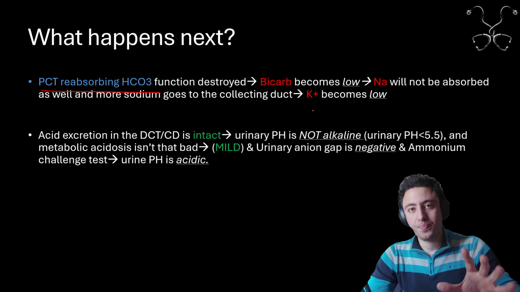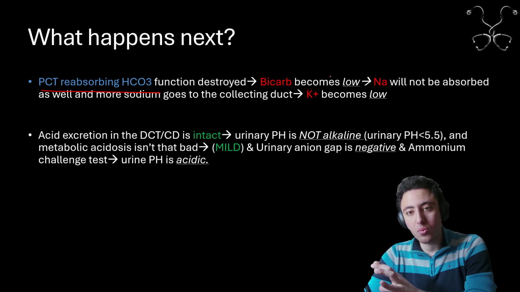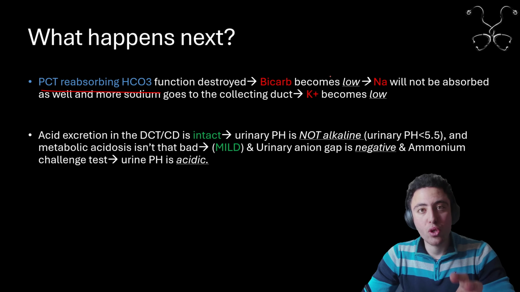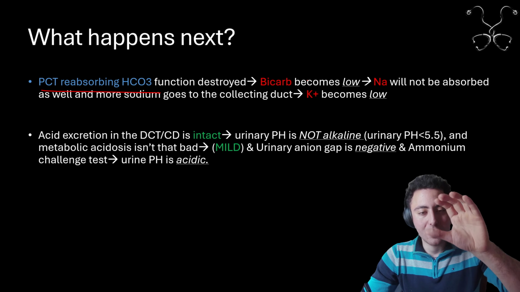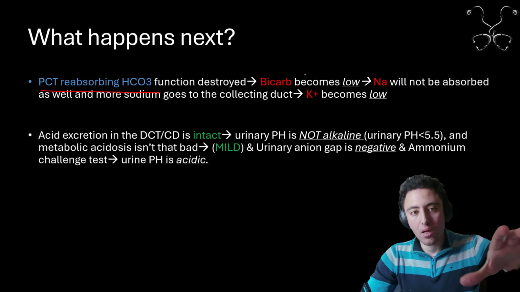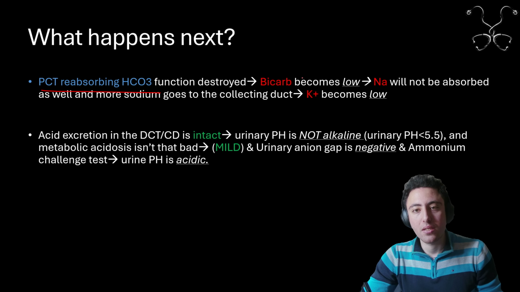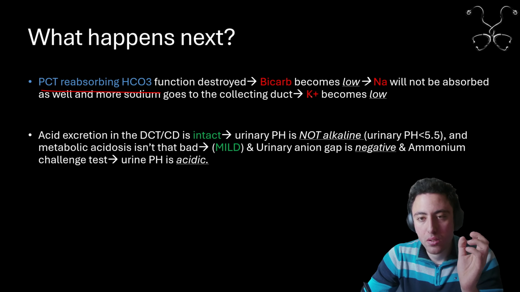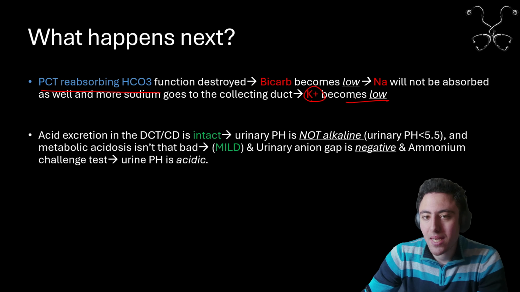So as a result, physiologically, when you have sodium going through the collecting tubule, you get excretion of potassium because that sodium-potassium pump in the collecting duct is working. So it's reabsorbing a lot of sodium that moved to the collecting duct and excreting potassium as a result. So potassium becomes low. This is how it's happening, basically.